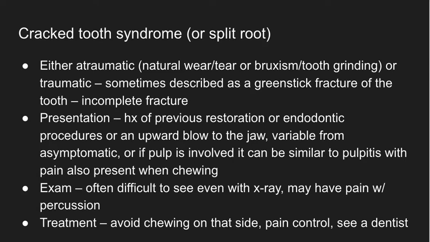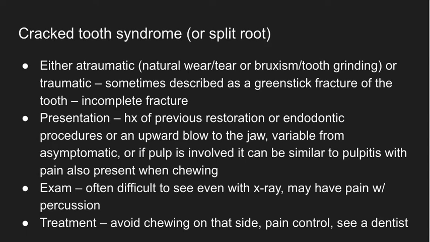So the next, this is where there's overlap between atraumatic and traumatic. So cracked tooth syndrome or split root. This can happen traumatically or atraumatically. With atraumatic, it's usually like wear and tear, or they might have bruxism or tooth grinding. This is sometimes described as being a greenstick fracture of the tooth, or an incomplete fracture. And in the presentation, history of restoration is common, or an upward blow to the jaw can cause this.